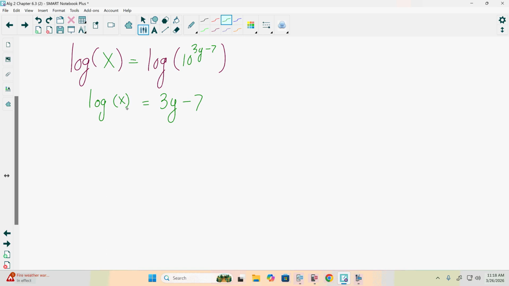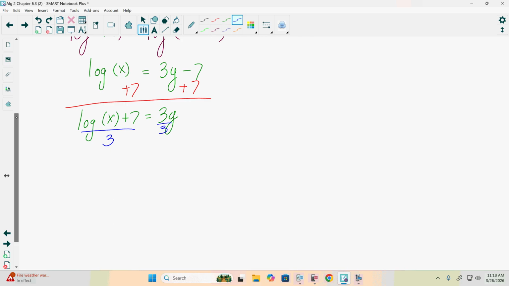Now we just need to solve for y, because y is not by itself. 3y minus 7, well, the first thing we can do is what? Add 7. Telling us that we have log of x plus 7 and divide by 3. Because the 3y divided by 3 is going to be y equals, and that's it.